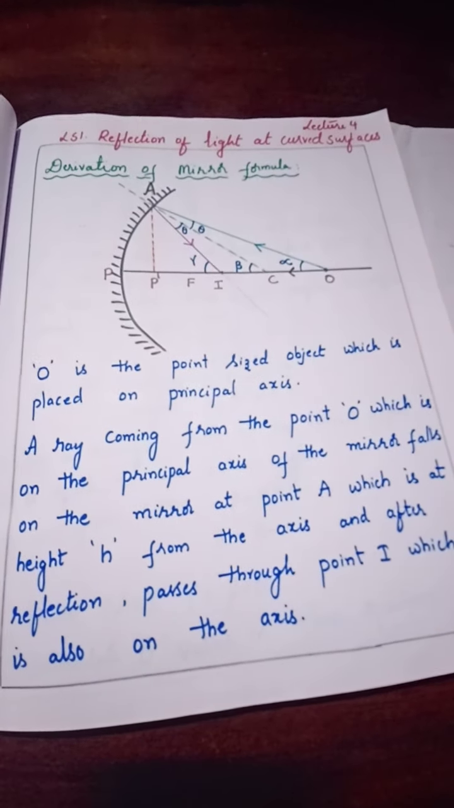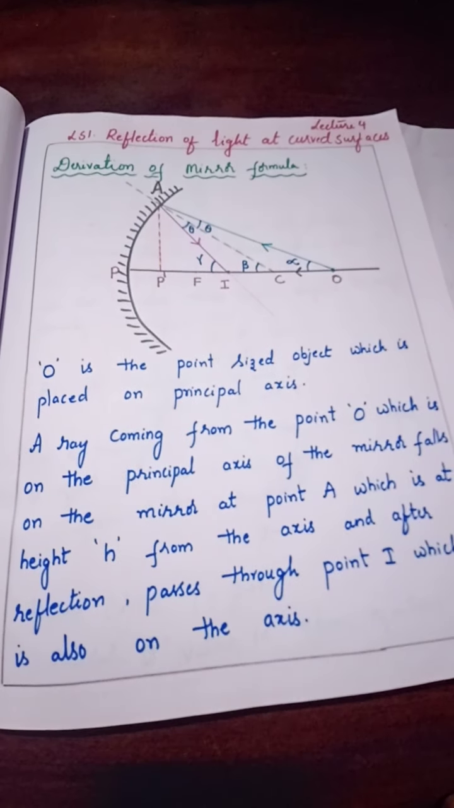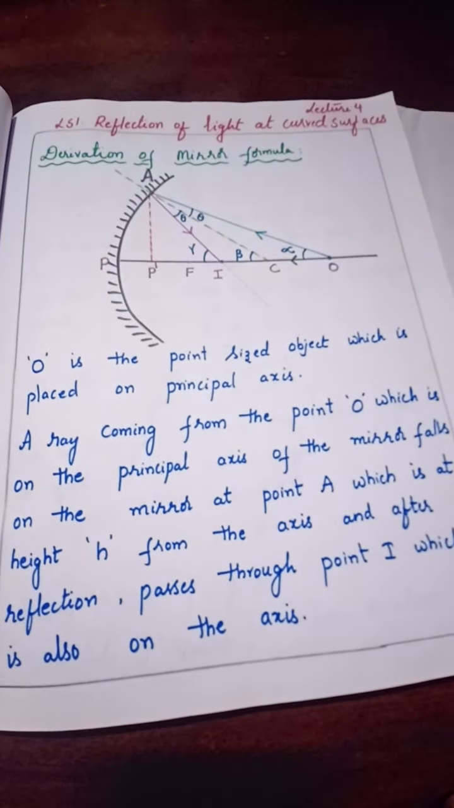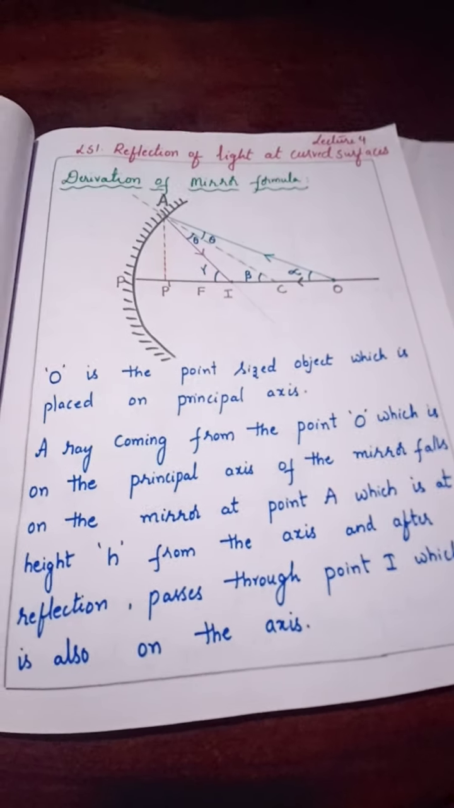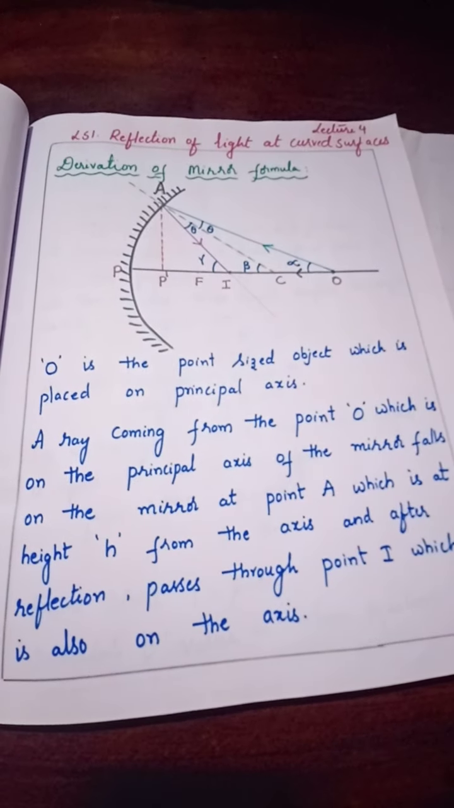If you know the x value, substitute it in equation 1 and you'll get the y value. So like this, we have some relation between some terms. What are those terms? Object distance, image distance, focal length, radius of curvature. These are the 4 distances. I repeat, there are 4 distances in mirrors.